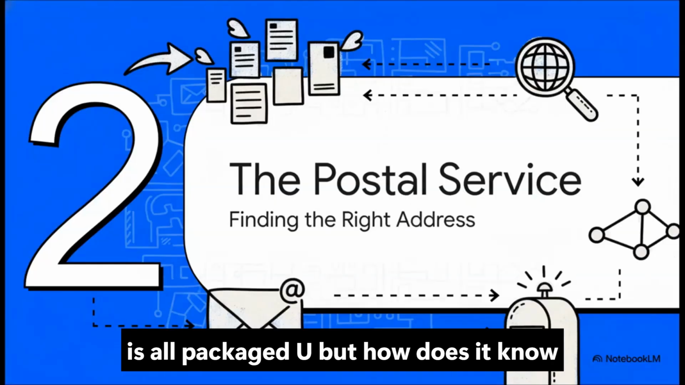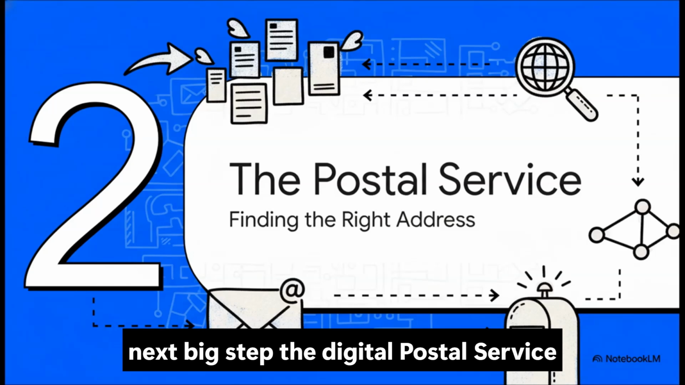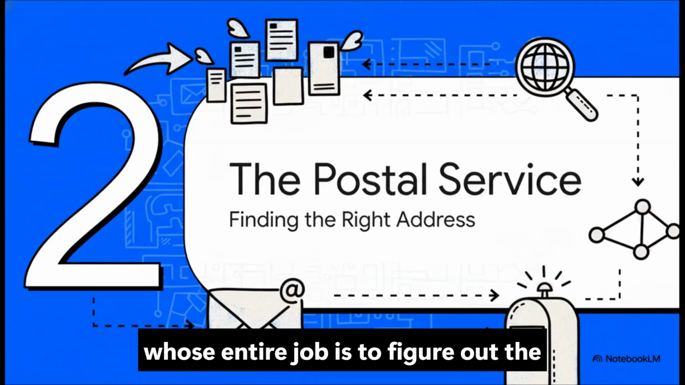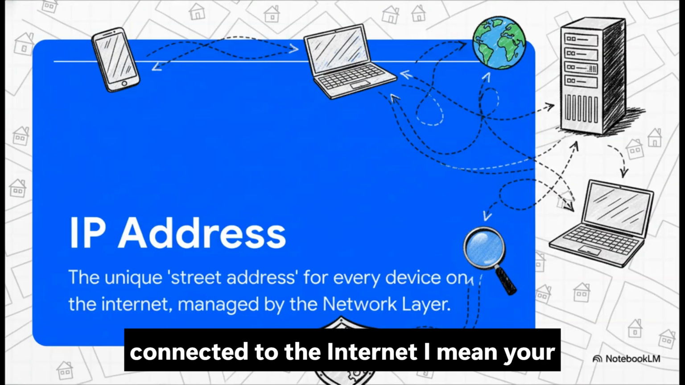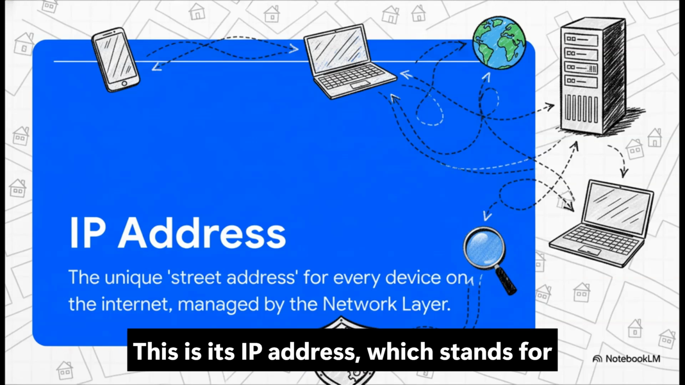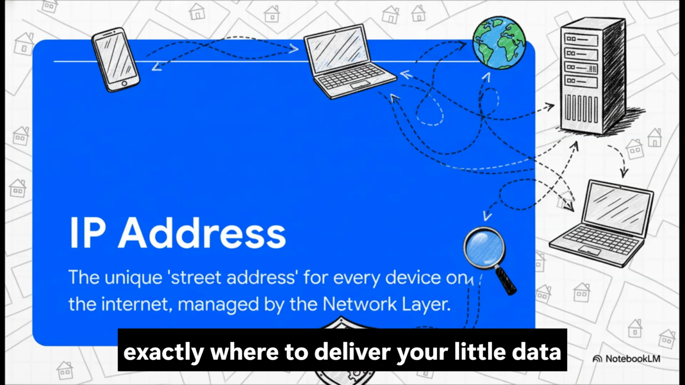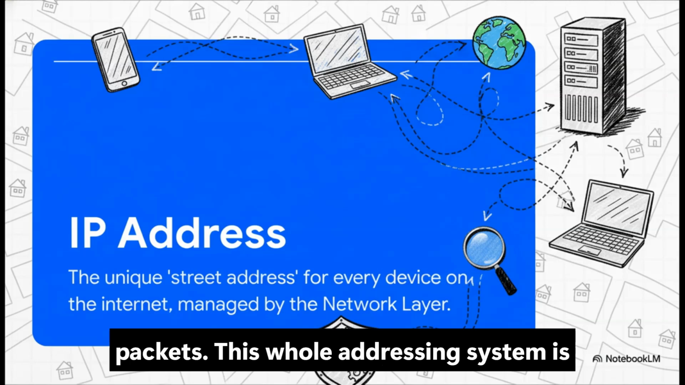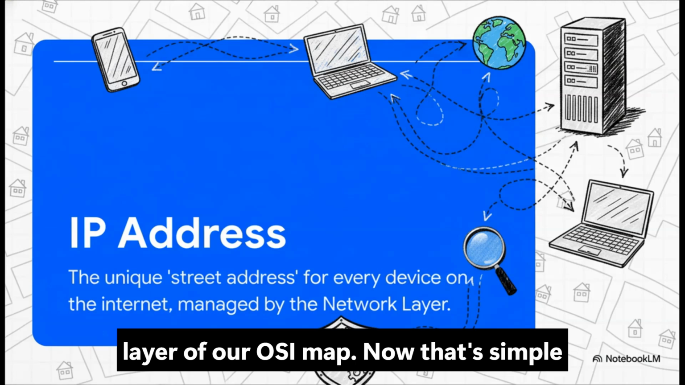So our data is all packaged up, but how does it know where to go? Well, that brings us to our next big step, the digital postal service, whose entire job is to figure out the right address. Every single device connected to the internet, your phone, your laptop, a massive web server, everything has its own unique address. This is its IP address, which stands for Internet Protocol. It works just like a street address, telling the network exactly where to deliver your little data packets. This whole addressing system is handled by what's called the network layer of our OSI map.